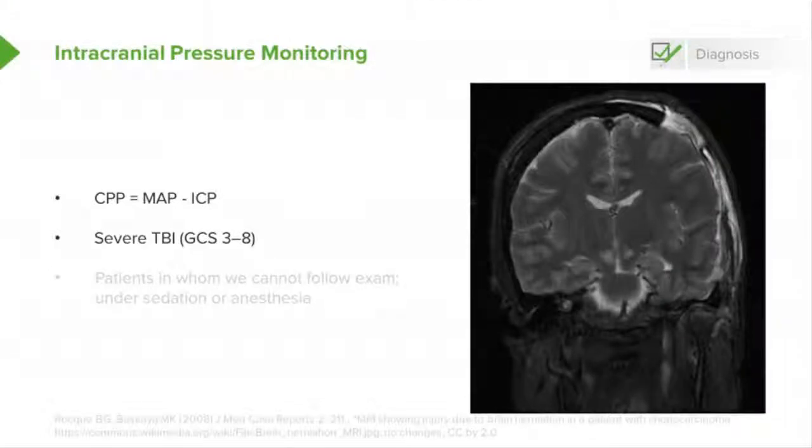In severe TBI patients, where their GCS is less than 9 or considered comatose, intracranial pressure monitoring may help with diagnosis of further deterioration. Remember, comatose patients will not likely participate in your neurological examination. Patients in whom we cannot follow the examination, for example, a comatose patient or one who's on severe sedation or anesthesia, may also require intracranial monitoring.